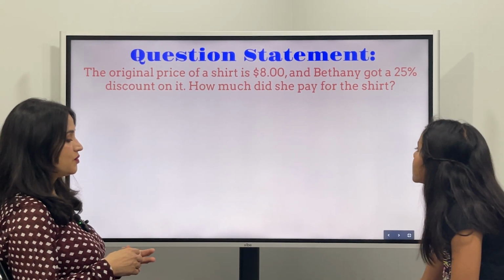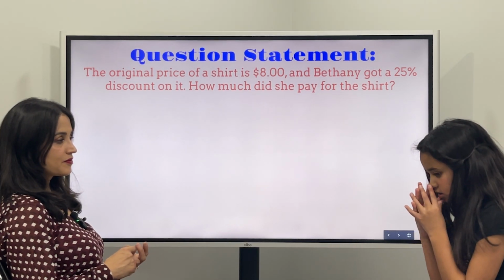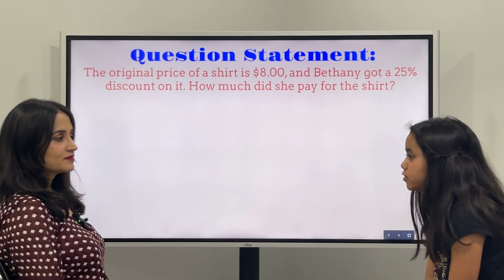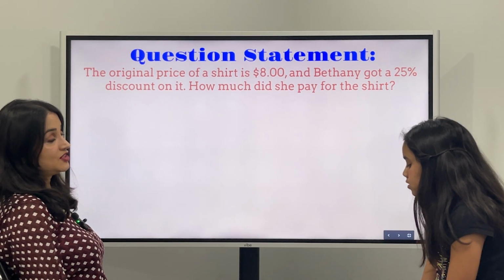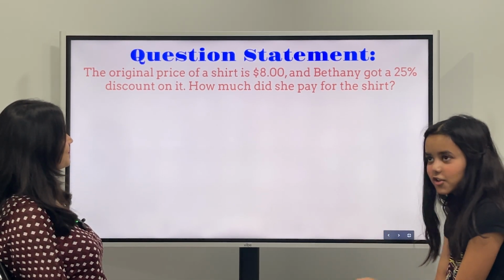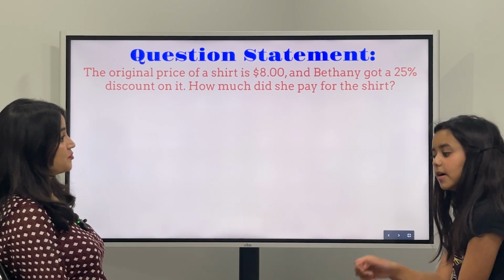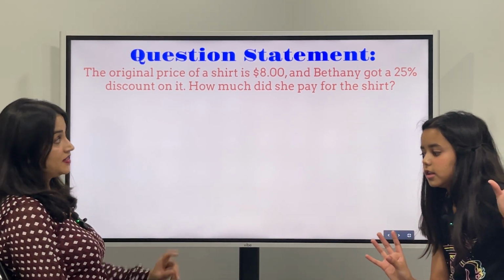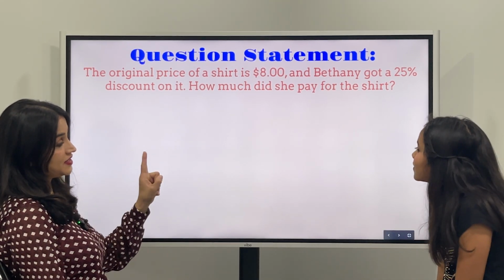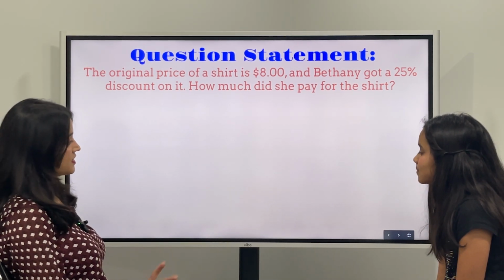So what will be the method here? If I have 8, then 75% is almost $8. If I add 25, that would equal... No, this 8 is 100%. That's not what we're on. Here, $8 is 100%. Okay, so let's see how we can solve this.